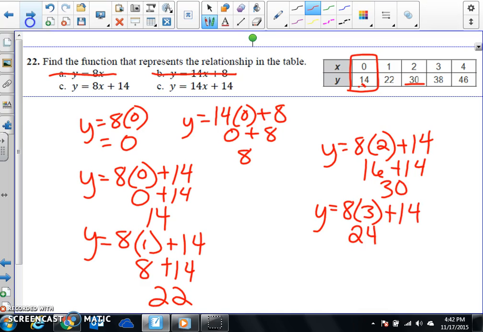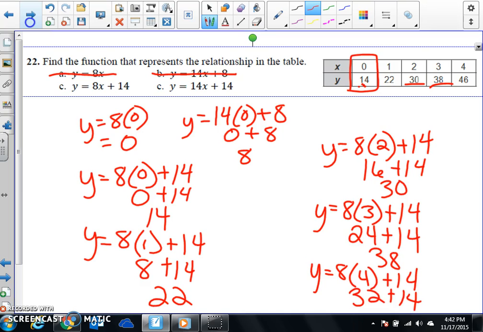8 times 3 is 24 plus 14 is 38. That works. And last one, y equals 8 times 4 plus 14. That's 32 plus 14, which is 46. That works. Therefore, my answer is C. Remember, put that into your calculator, put it into the y equals, and then check your table by doing second graph.